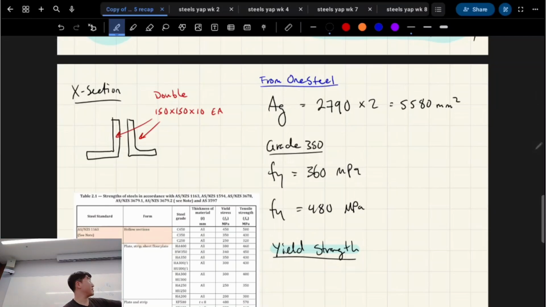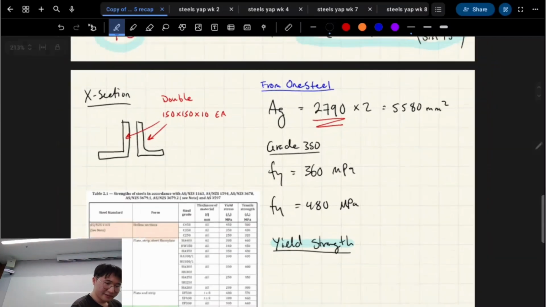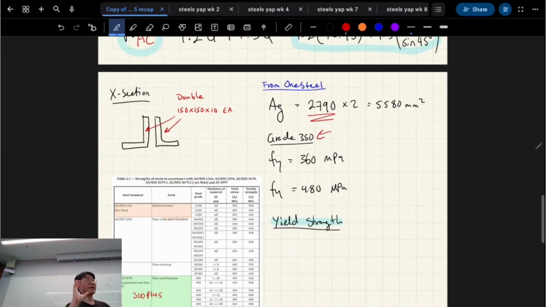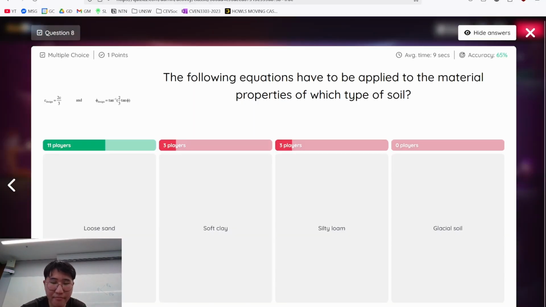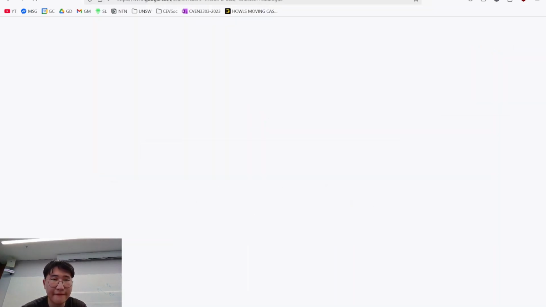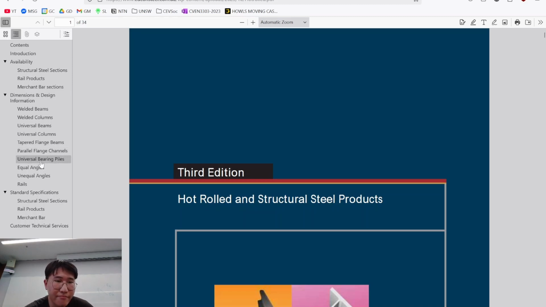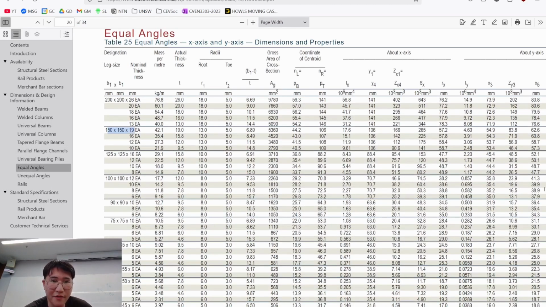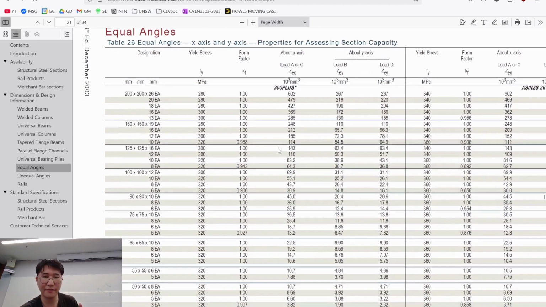And so from OneSteel, we take the gross area for a single 150 by 150 by 10 equal angle, right? We multiply it by 2 since our cross section has 2 equal angles. We're told in the question it's grade 350 steel, right? So when we go to OneSteel, sorry, just give me a second, 150 by 150 by 10. We go down to the 10 row. We get the gross area in this column, right? But then for anything material property related, we scroll to the next page, right?